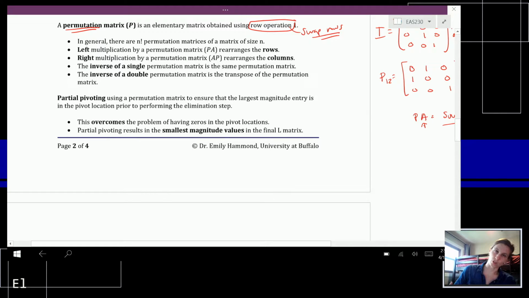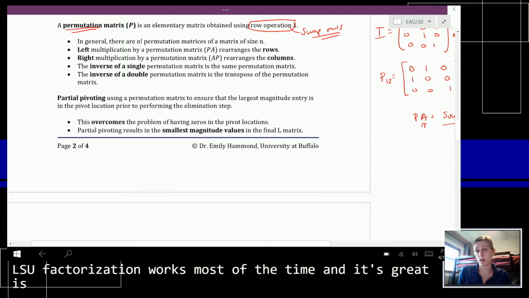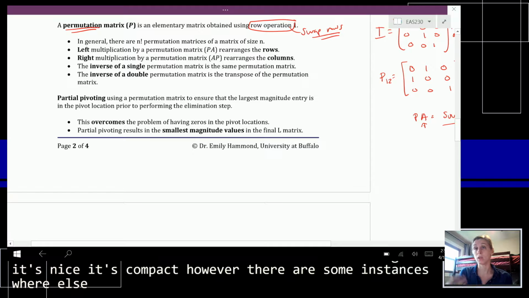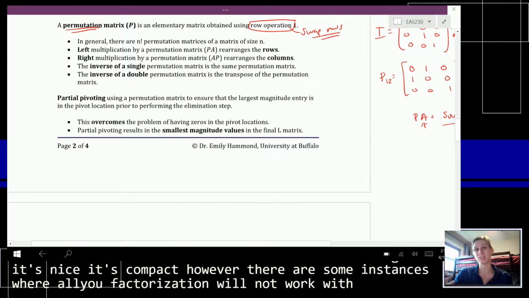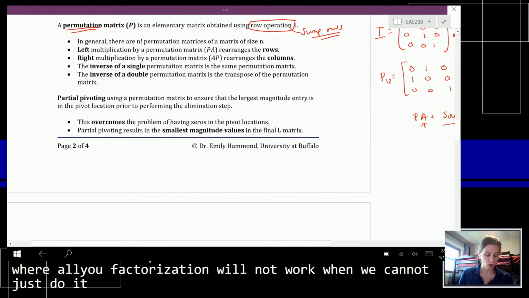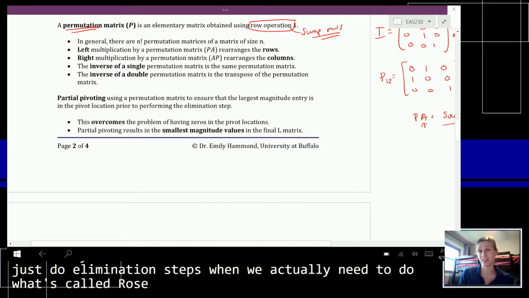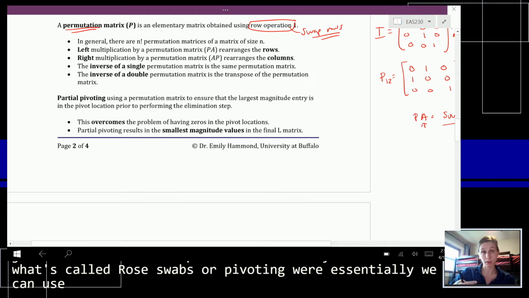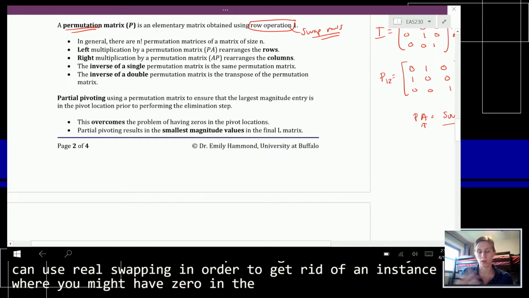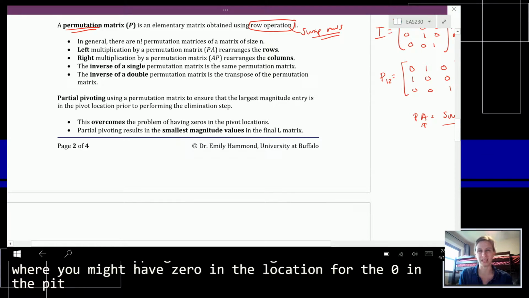LU factorization works most of the time, and it's great. It's nice, it's compact. However, there are some instances where LU factorization will not work, when we cannot just do elimination steps, when we actually need to do what's called row swaps or pivoting, where essentially we can use row swapping in order to get rid of an instance where we might have 0 in the pivot location. Because a 0 in the pivot location means we can't do our elimination step.